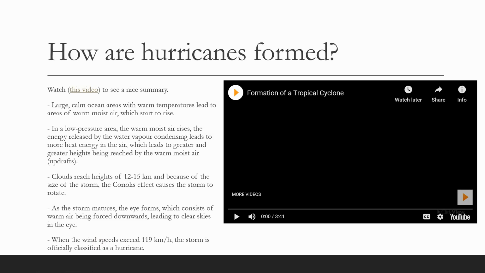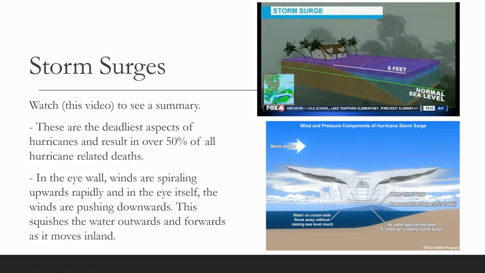As soon as that cyclone gets up to 119 kilometers an hour winds, it just changes its classification to a hurricane. So that's all it is. A hurricane is just a larger tropical cyclone, and now we know how those are formed.